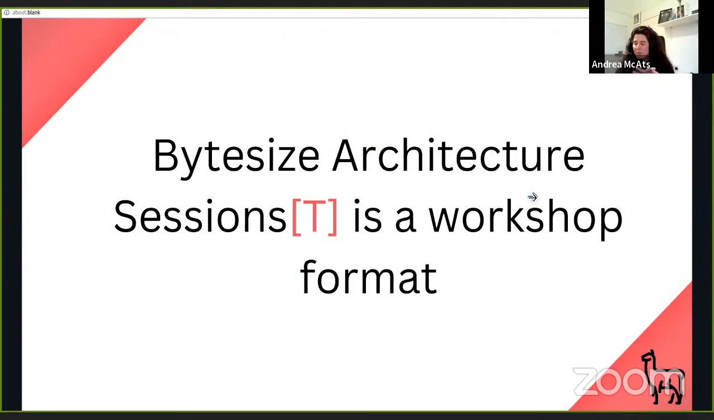Just to demystify this, the Bytesize Architecture Sessions are a workshop format. What do we mean by a workshop format? It's a highly collaborative session or meeting, hence the workshop bit, with a format. It has some predefined format that you can follow. Maybe you can learn it and then adapt it so that it works for you in some different way. It's recurrent. The idea is that the sessions are short and that you repeat them rather than try to do a massive session.